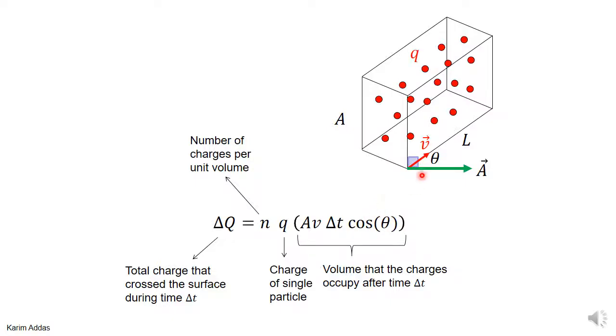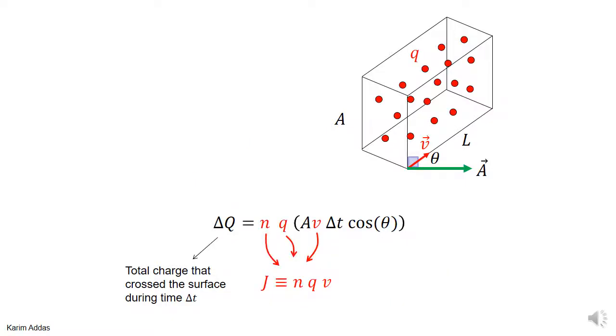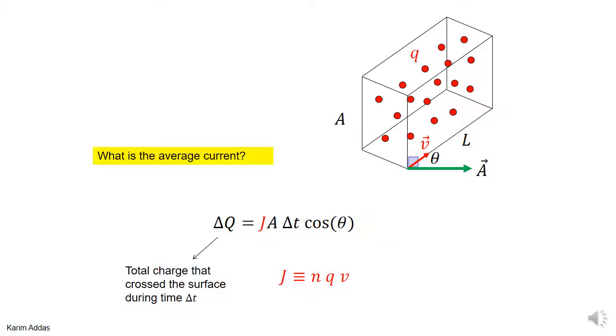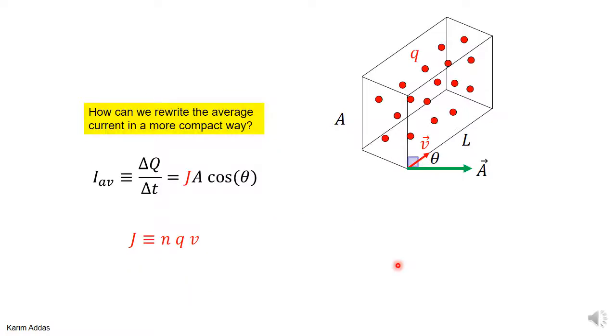In the previous case, the angle was 0. The charges were moving perpendicular to the surface, so they were moving at an angle 0 with respect to the area vector. And cosine 0 is 1, so that's why this term didn't appear before. But now, because of the angle, you get this cosine term. So we're going to do the same thing as before. We define n times q times v, and call this j. We can rewrite this as j A delta t cosine theta. The average current is the same definition as before, delta q by delta t. When you divide delta q by delta t, what remains on the right-hand side? You get j A cosine theta.